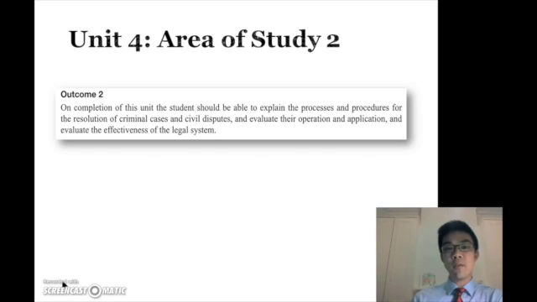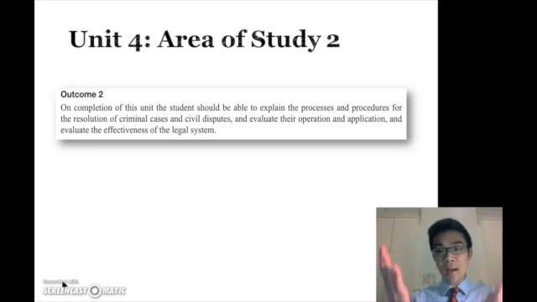On completion of this unit, the student should be able to explain the processes and procedures for the resolution of criminal cases and civil disputes, and evaluate the operation and application, and evaluate the effectiveness of the legal system. So you'll see that word evaluate is coming up again and again, and the skills that you've developed so far in using the right language and the right weighing up of different factors, using that hand gesture again, will come into play again.